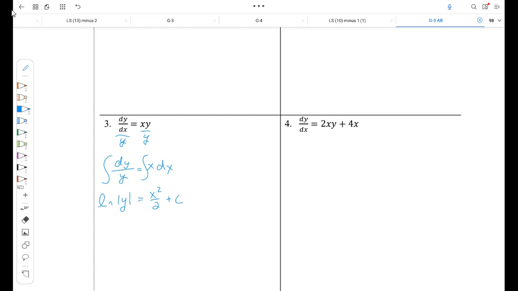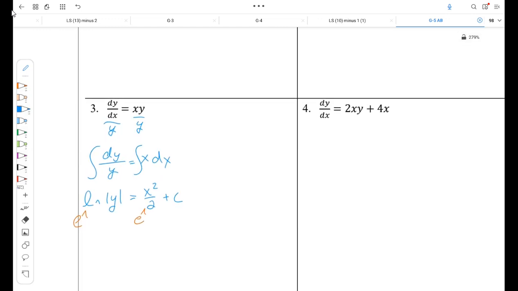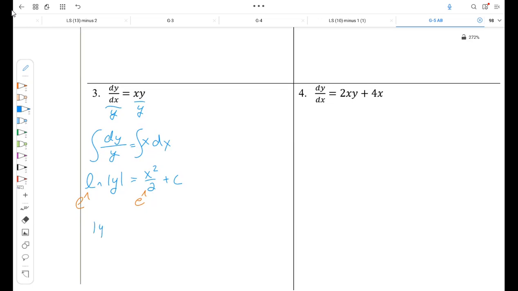How do I get rid of that ln y? You exponentiate it. I always like this because I get to use the verb form of our things like reciprocal and exponent. You exponentiate both sides. So I'm going to take e and raise it to the left, take e and raise it to the right. And this was the one where it gets interesting. So we have the absolute value of y equals e to the x squared over 2 plus c.